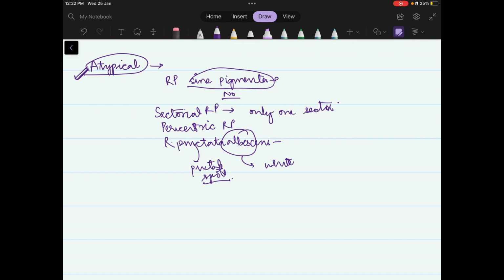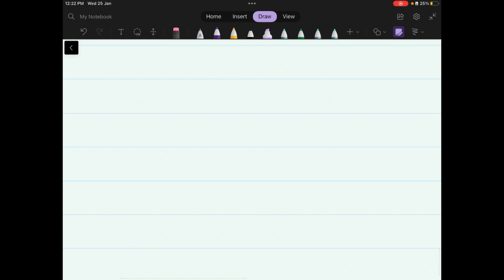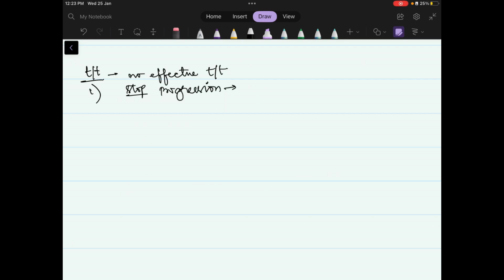Coming to treatment. As of now there is no treatment for retinitis pigmentosa. So what are the measures? You cannot treat it, but you can stop the progression. There is some benefit from vasodilators, or some rectus muscles are transplanted. These are important. Recently we see that vitamin A can be used for checking the progression.